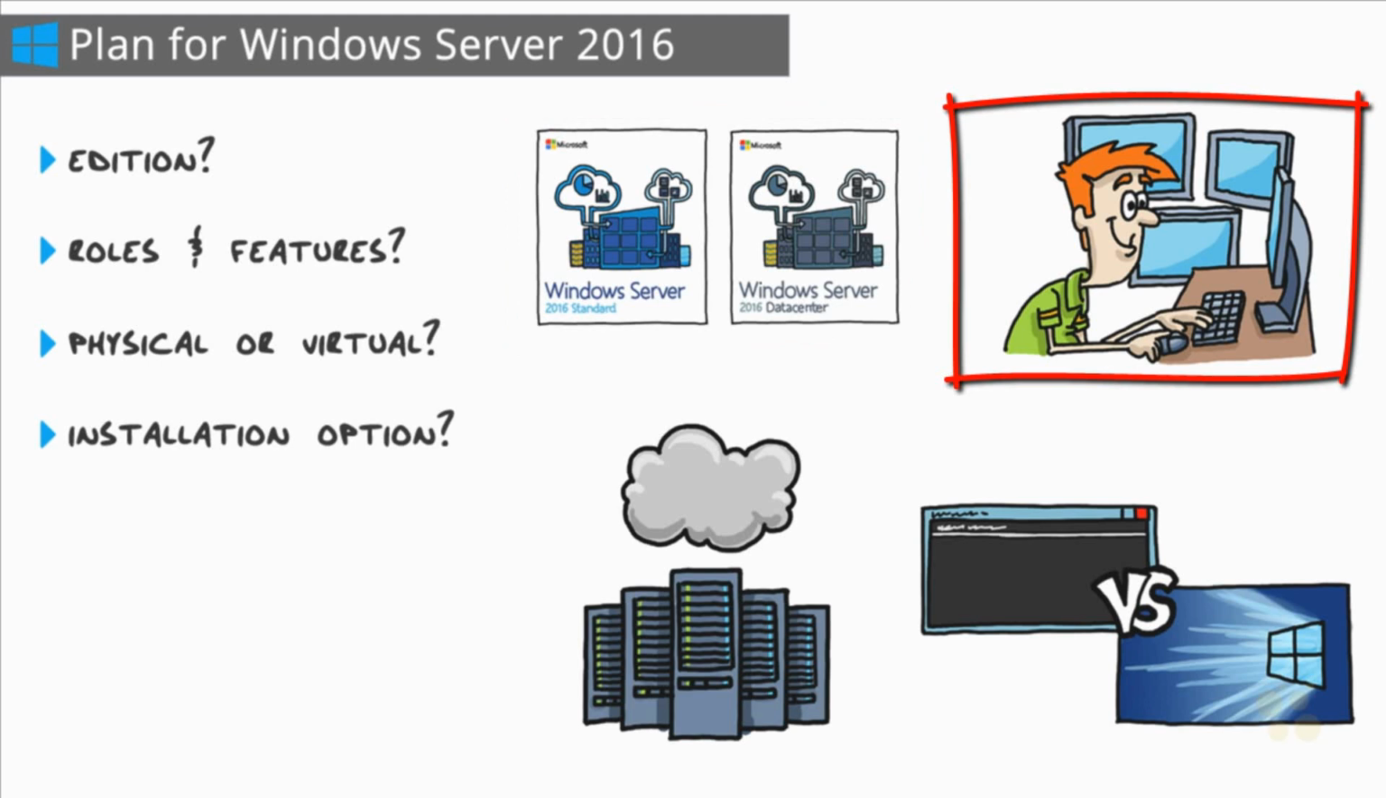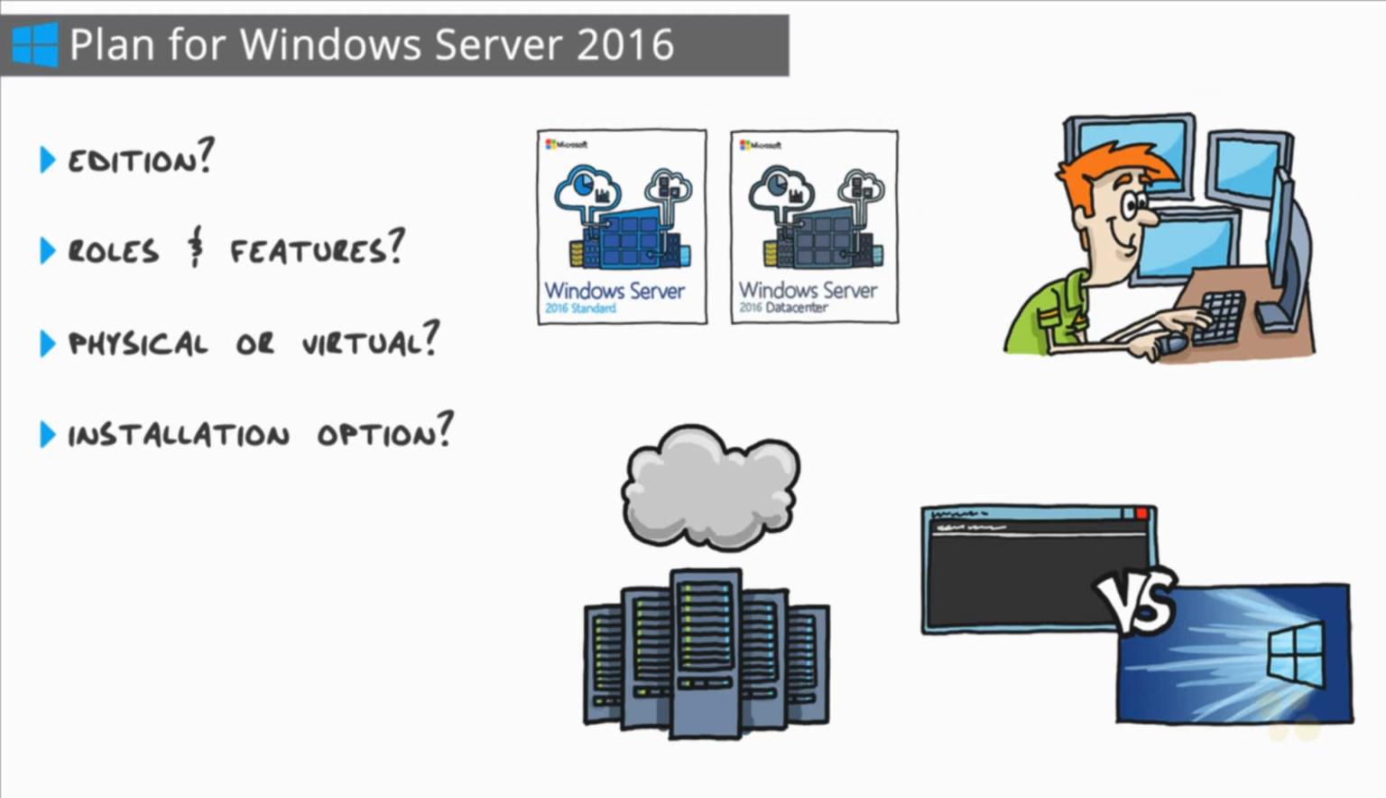We also have to think about roles and features and third-party applications, otherwise known as the workload. What is the meaning of life for this server? Is it going to be a web server, a database server, a domain controller, a remote access server, or is it going to be a combination of those, in what's known as a multi-purpose server? Understanding those will also give you a great idea of what kind of edition you will need for that machine.